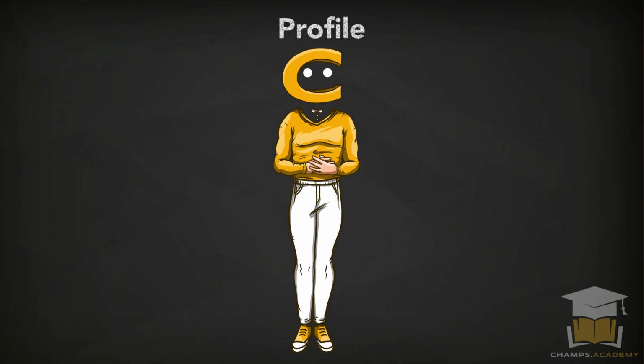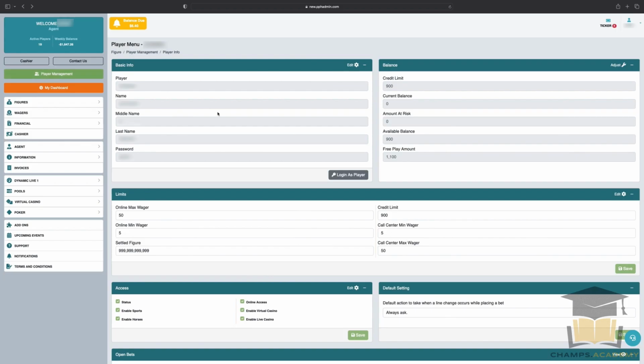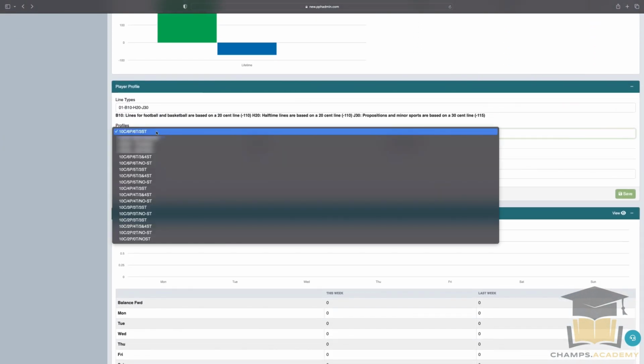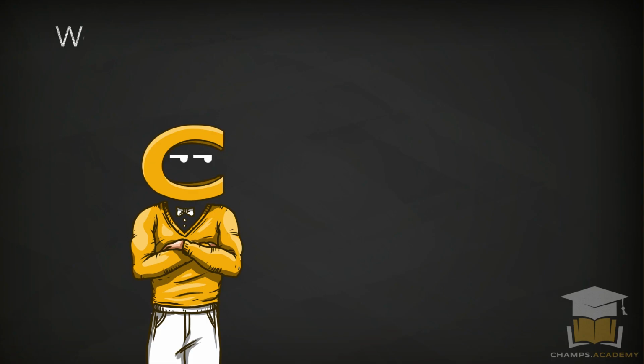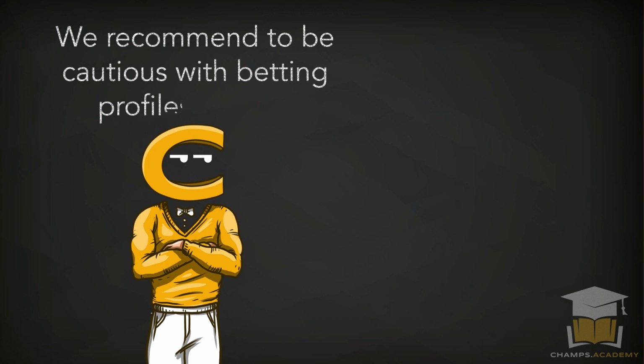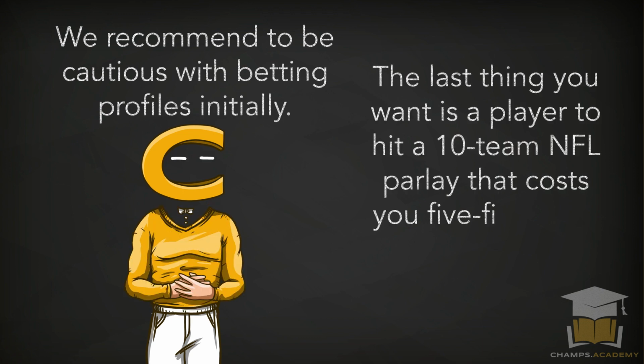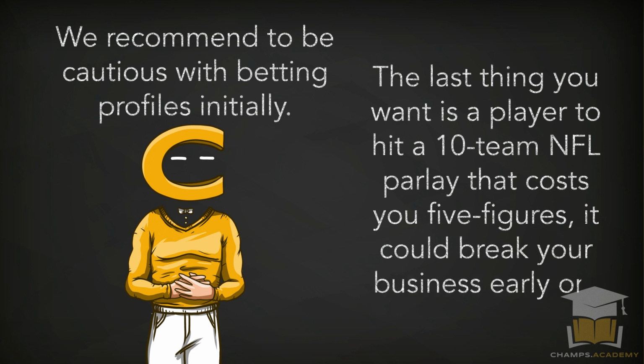The profile. There are 15 plus standard betting profiles that you can select for a player. This feature determines how many selections a player can bet on parlays and teasers, along with the payouts and odds. We recommend being cautious with betting profiles initially. The last thing you want is a player to hit a 10-team NFL parlay that costs you five figures. It could break your business early on.